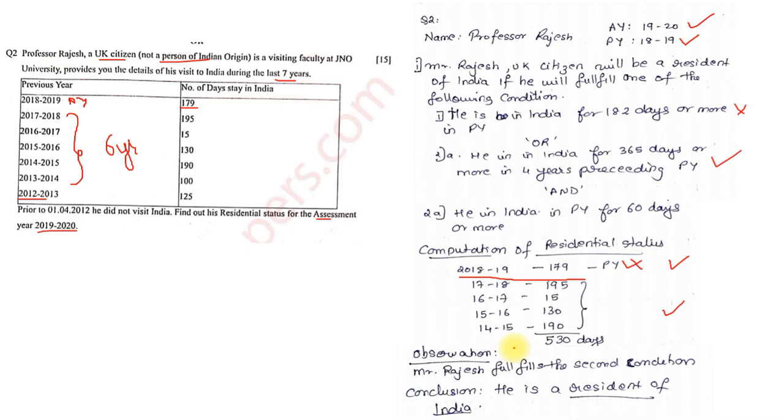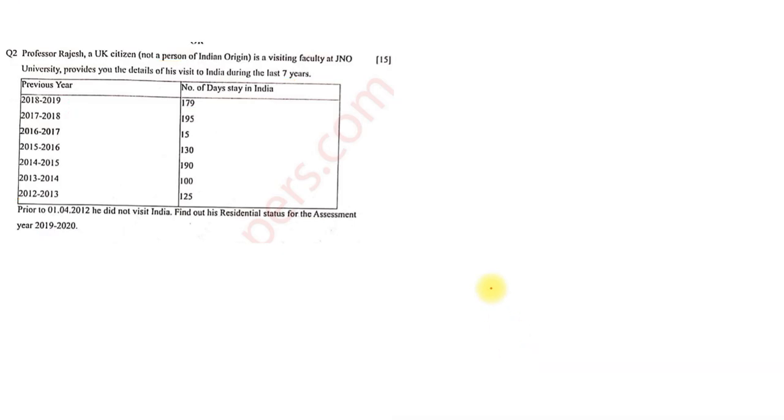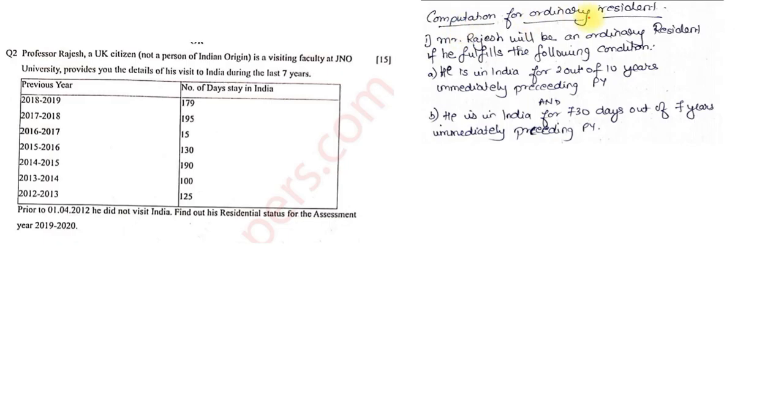Now the rule comes. We have done the first part of the sum, where we have proved that he is a resident. Now, as he is a resident, we have to prove whether he is an ordinary resident or not an ordinary resident. So now the second part: computation for ordinary resident.